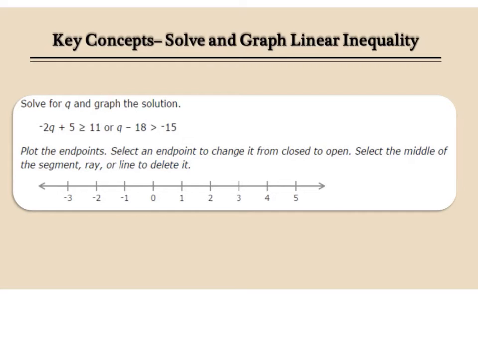Alright, here I have, solve for q and graph the solution. I have two inequalities and then an or between them. That means our answer is going to have two arrows pointing outward. So I'm going to solve them like two separate inequalities. Negative 2q plus 5 is greater than or equal to 11. And q minus 18 is greater than negative 15.